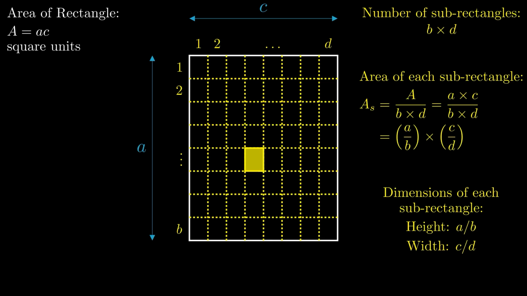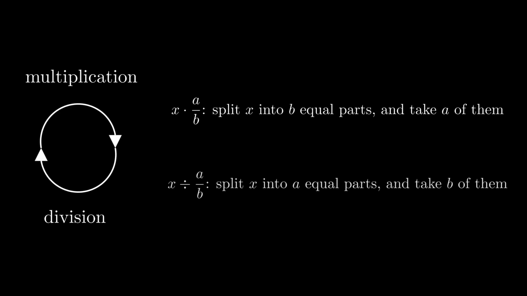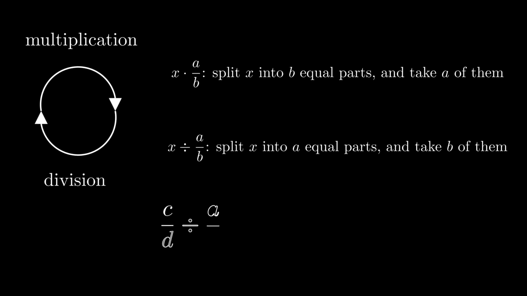Finally, division is the reverse operation compared to multiplication. It undoes what multiplication does. Multiplying something by a over b splits it into b equal parts and takes a of them. Dividing by a over b undoes this. To undo it, we have to split the result into a parts, to undo the taking a of them, and take b of them, to undo splitting into b equal parts. But this is just multiplying by b over a. Therefore, we arrive at the following equivalence.